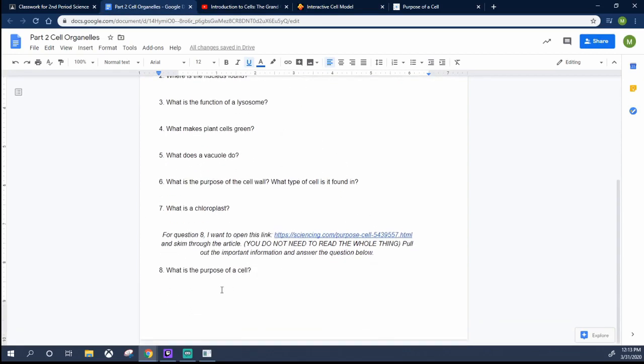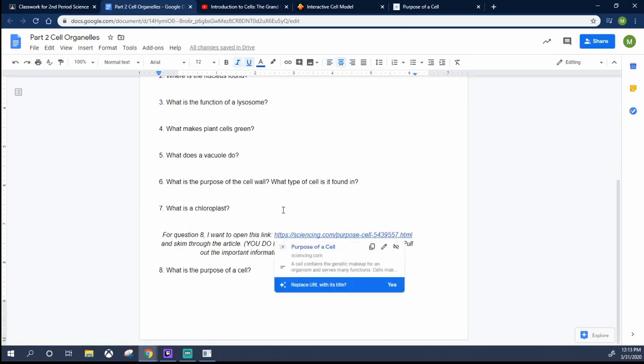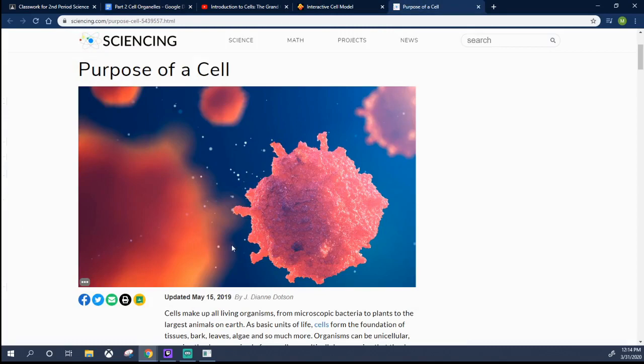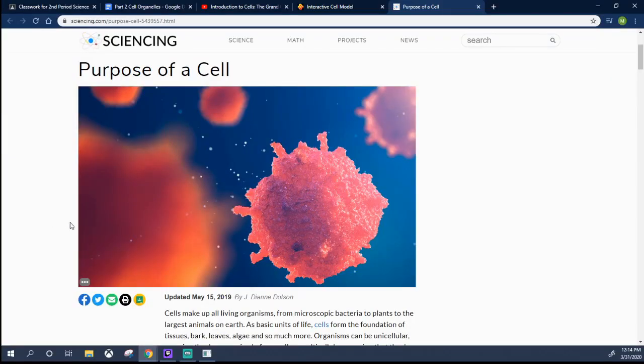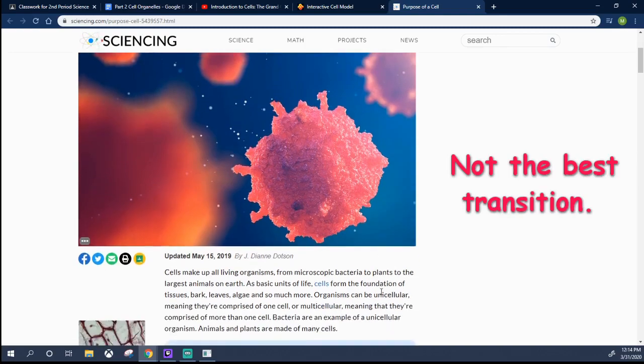And then finally, for question 8, I have a separate science article. The link is posted here, where you're going to open it up to answer the question of what is the purpose of a cell. And that article is here on this page. You do not need to read the entire thing. You do not need to read the entire article. But you totally can read through the article too. Don't let me discourage you.